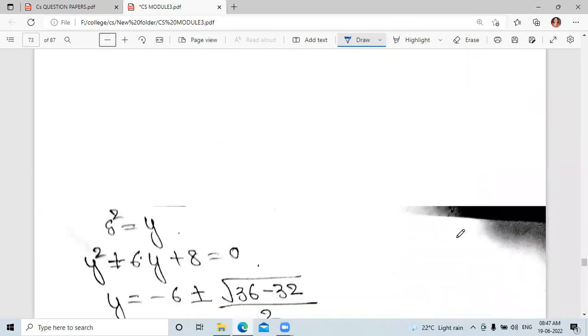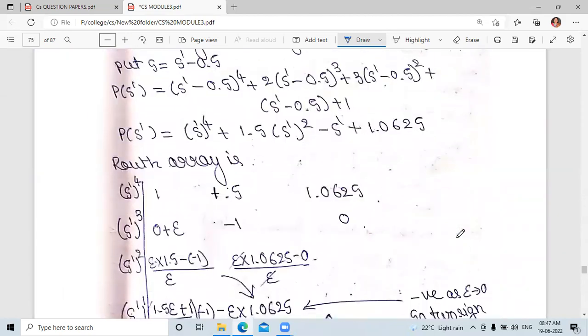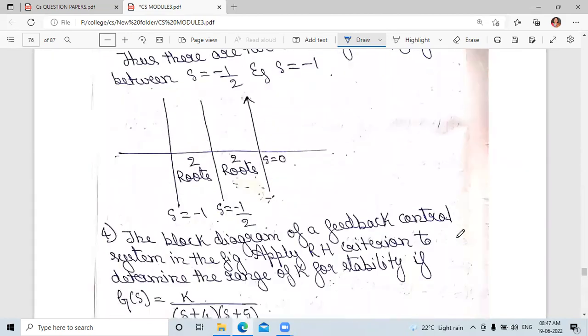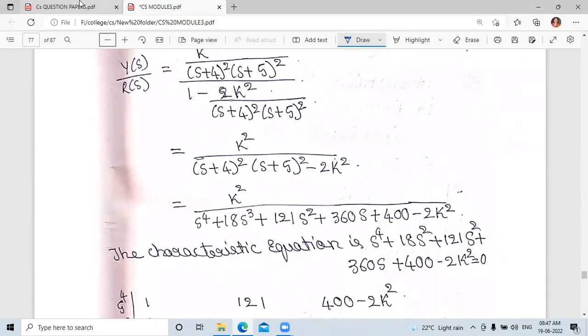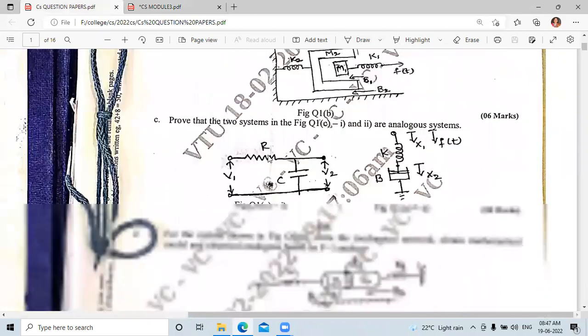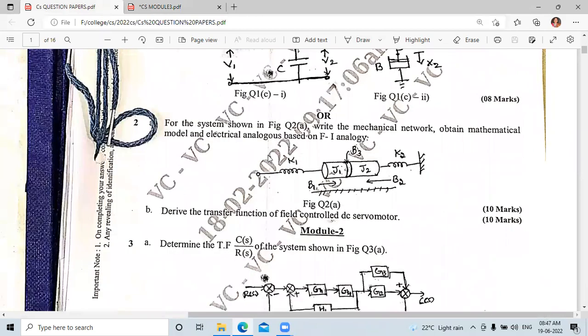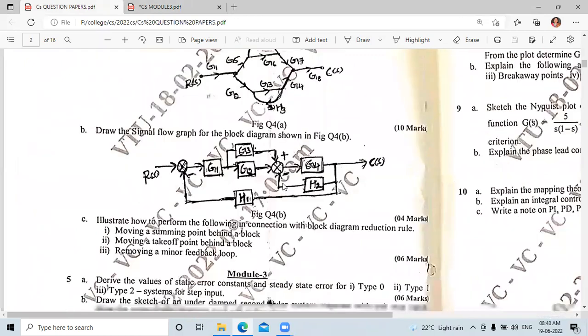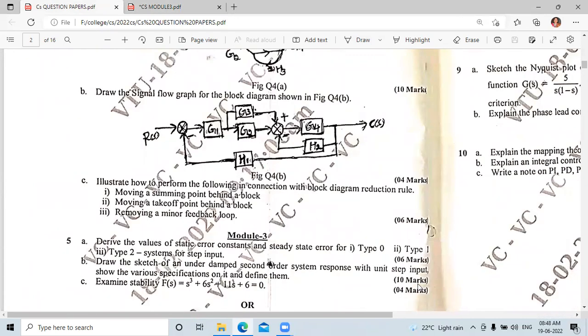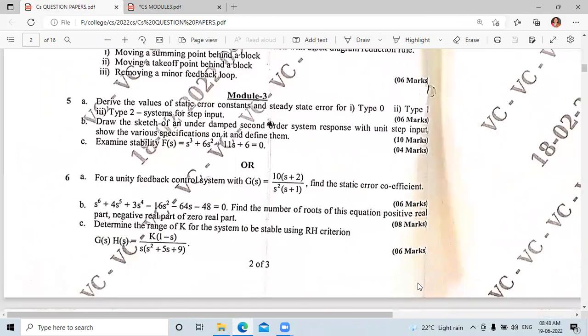Next question we shall solve. This question they have asked for 8 marks. Okay. The next question we discuss is for 6 marks.